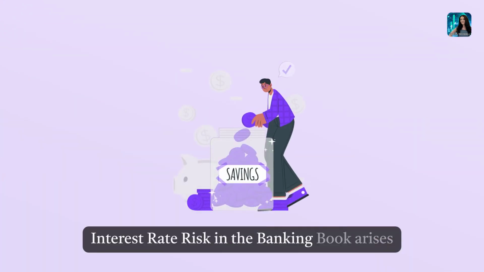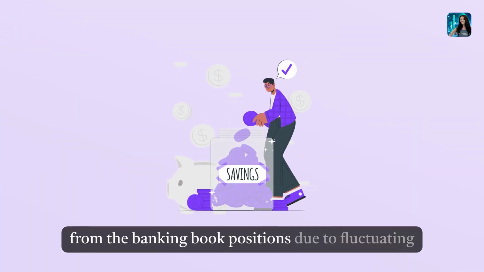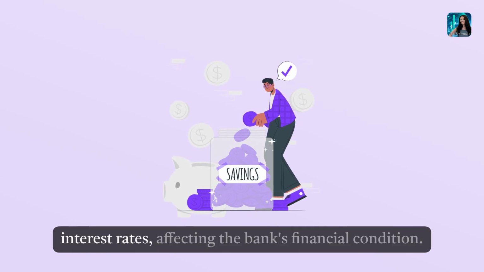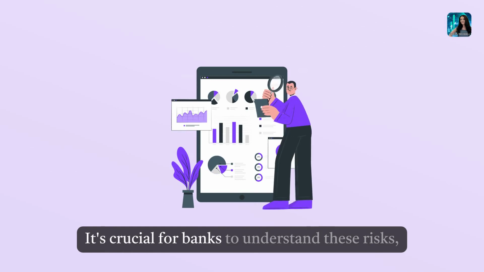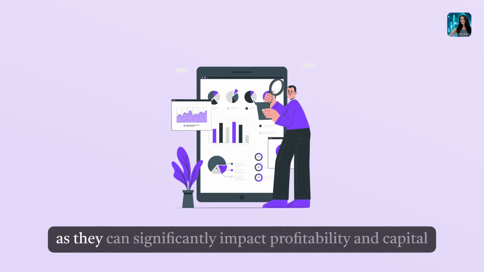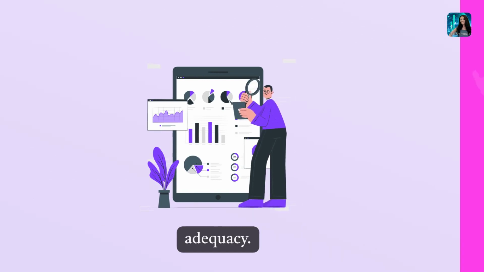Understanding IRRBB. Interest rate risk in the banking book arises from the banking book positions due to fluctuating interest rates, affecting the bank's financial condition. It's crucial for banks to understand these risks, as they can significantly impact profitability and capital adequacy.